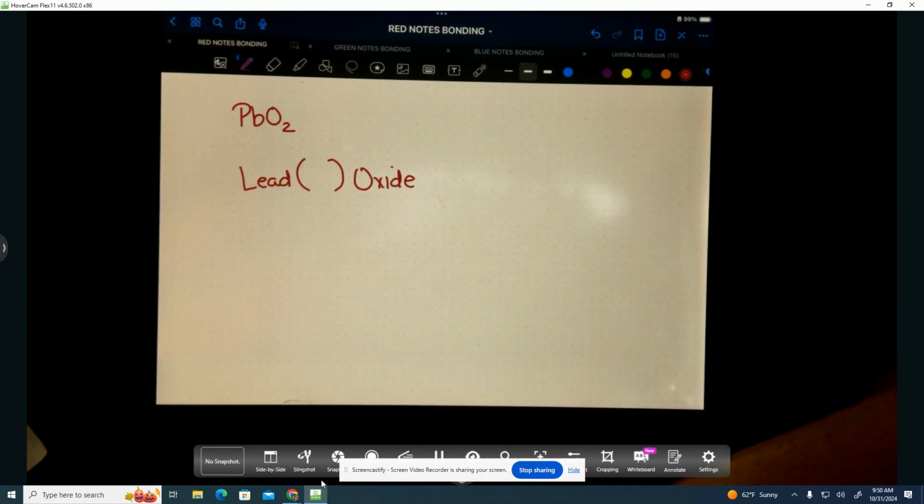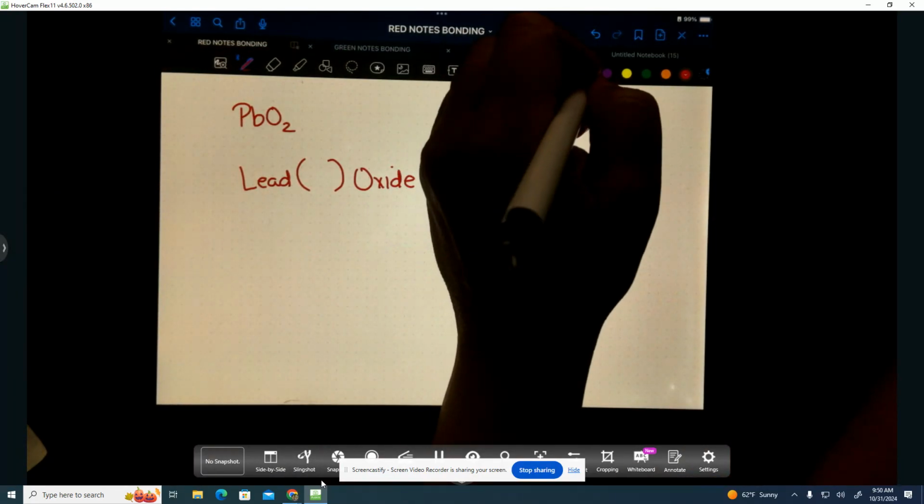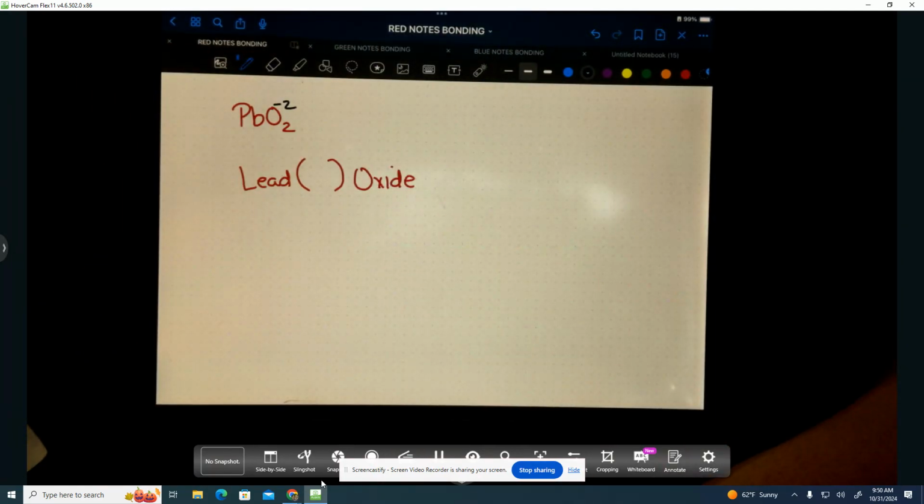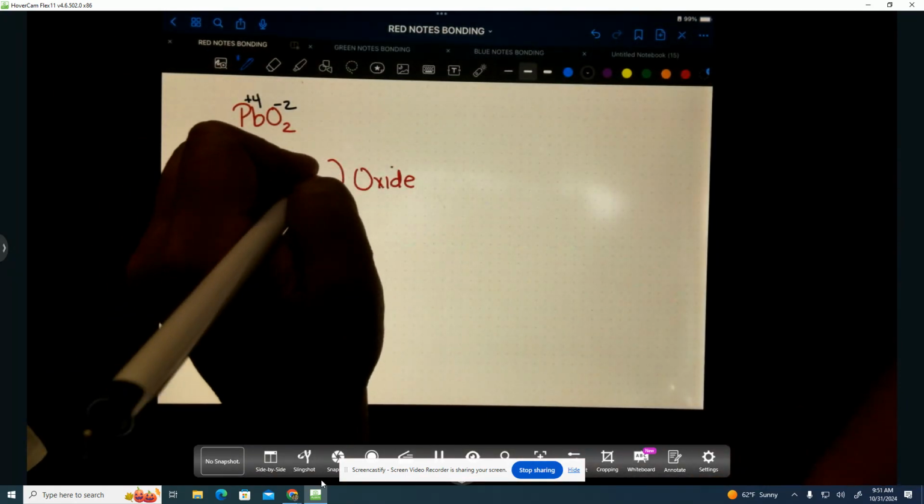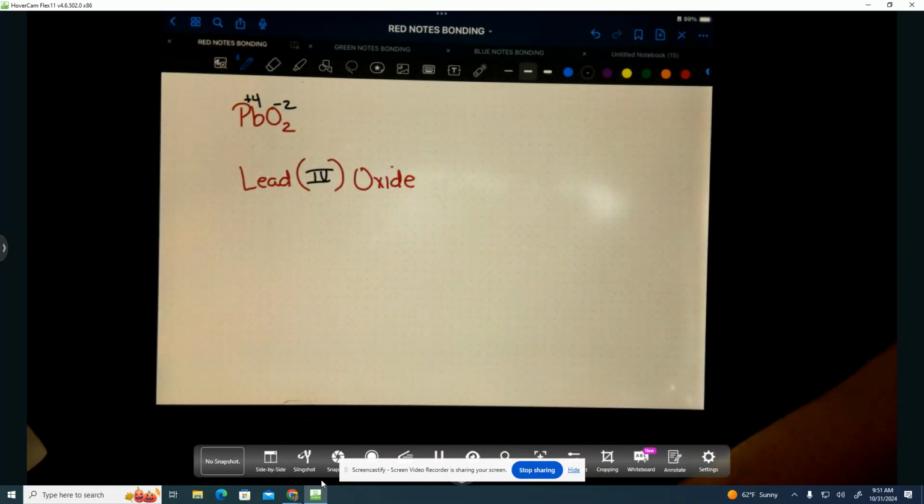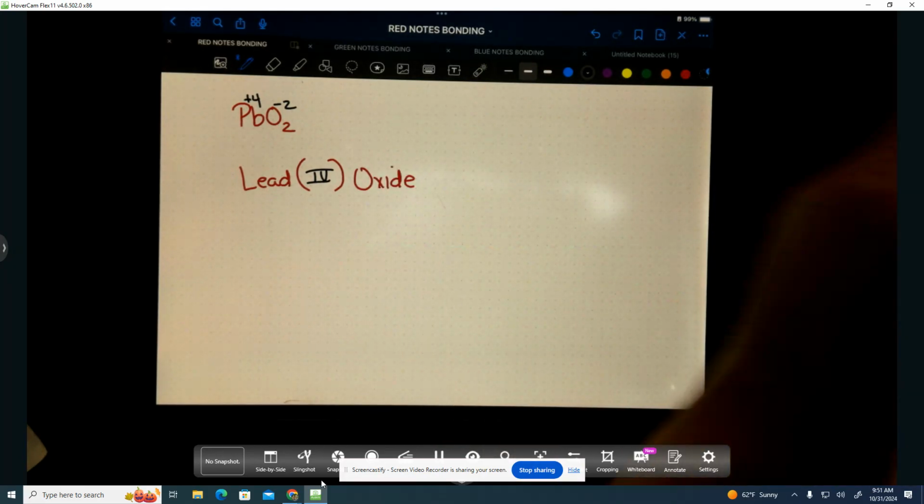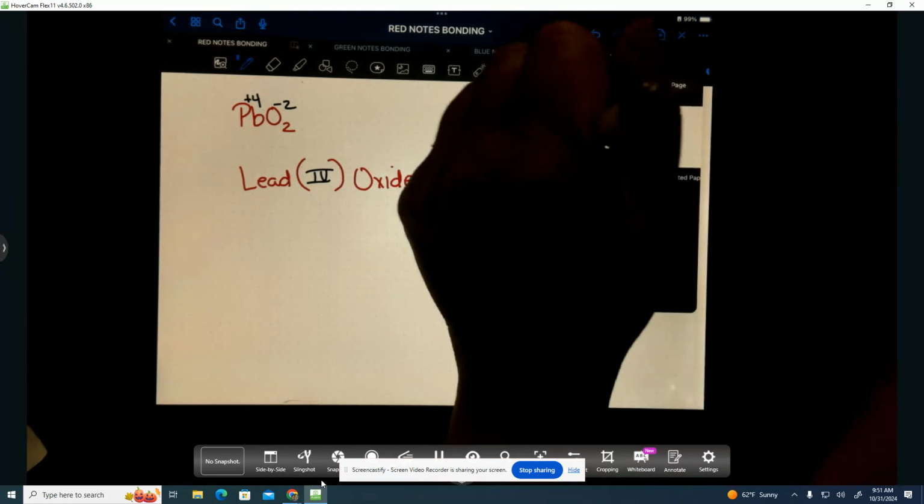Well, if I just do a reverse crisscross, you might think it's 2. But oxygen is a -2 charge. If oxygen is a -2 charge, then it has to be the +4. So you have to be careful with that. That's going to be lead 4 oxide. IV.